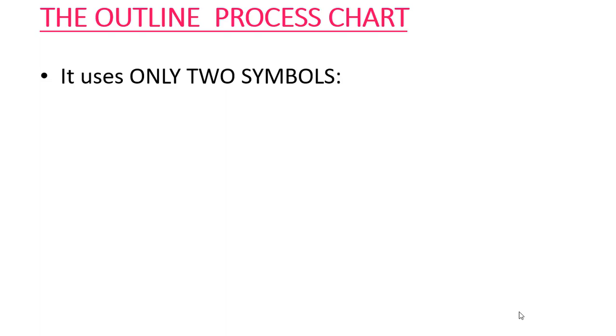So the outline process chart or operation process chart has only two symbols. First is a circle that indicates operation, and second is a square that indicates inspection. So only two activities are described in the outline process chart: operation with the help of a circle, and with the help of a square we describe the inspection activity in the chart.